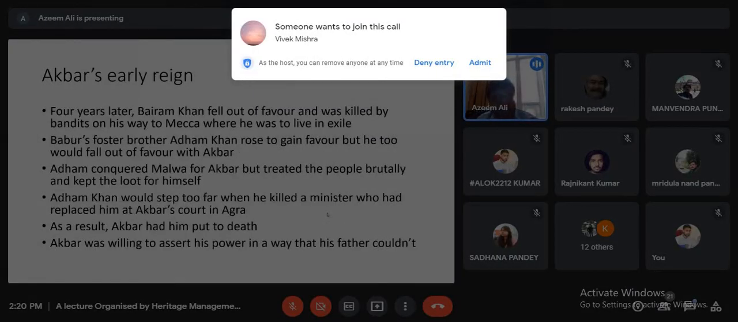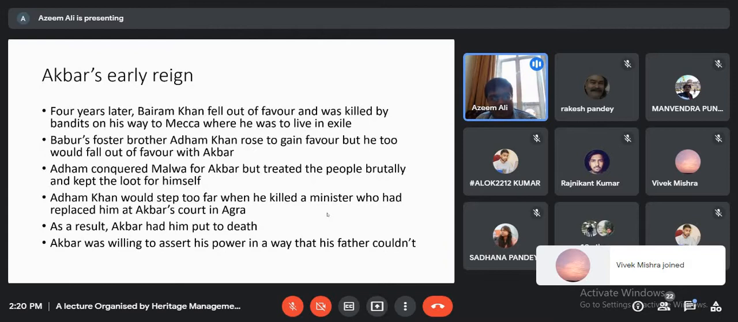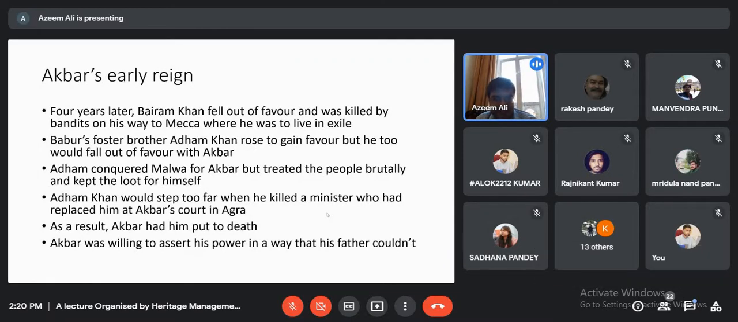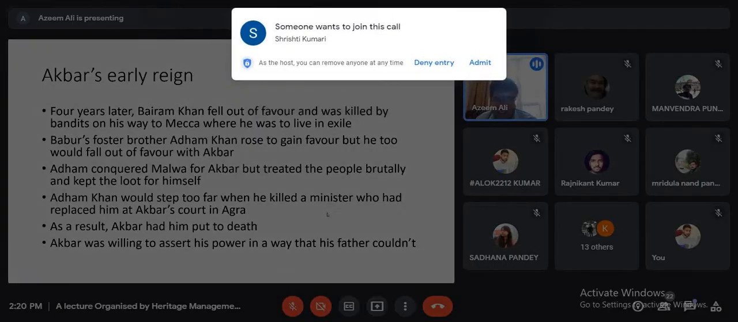And 4 years later, Bayram Khan fell out of favor with Akbar and was killed by bandits on his way to Mecca, where he was to live in exile. And Akbar's foster brother Adam Khan rose to gain favor, but he too would fall out of favor with Akbar. Adam Khan had conquered Malwa for Akbar, but he treated the people brutally and kept the loot for himself. And Adam Khan would take one step too far when he killed a minister who replaced him at Akbar's court in Agra. And as a result, Akbar had him put to death.